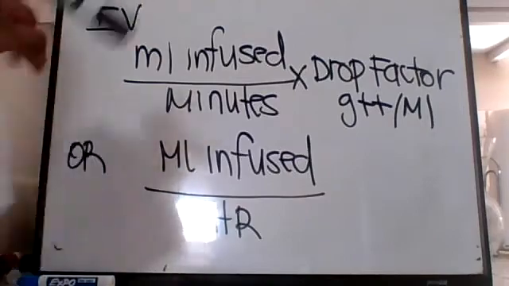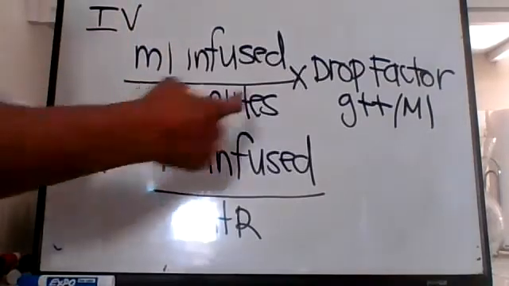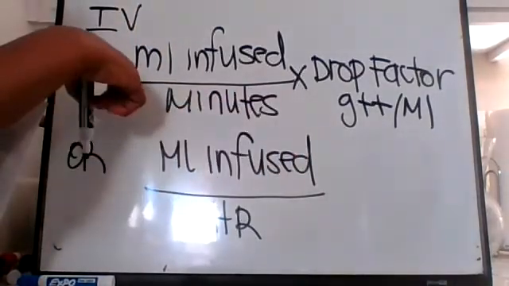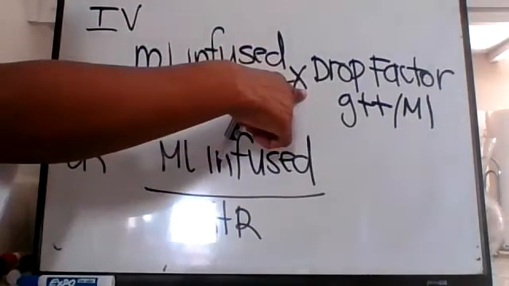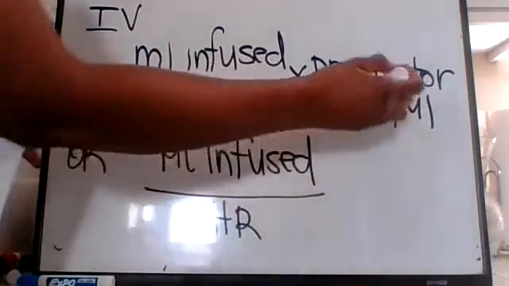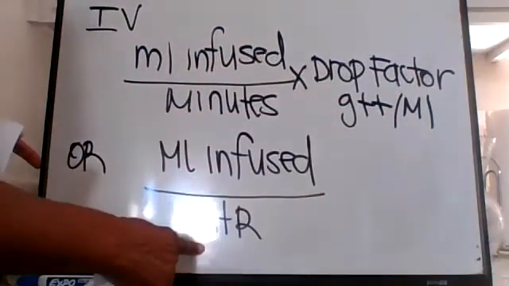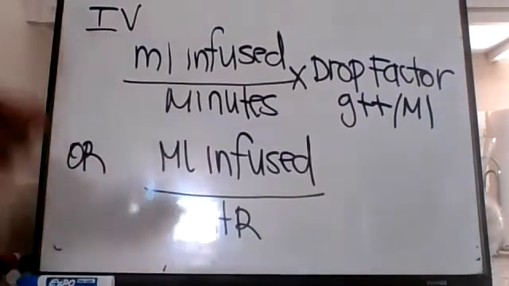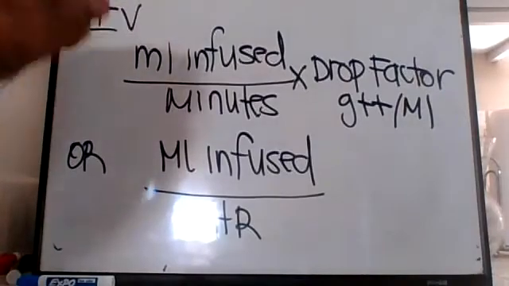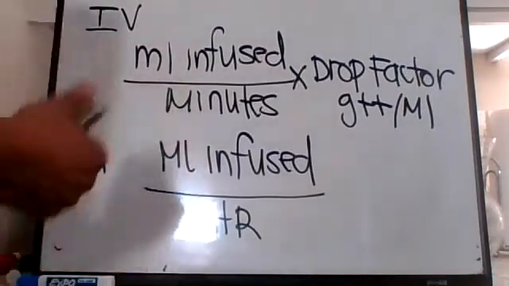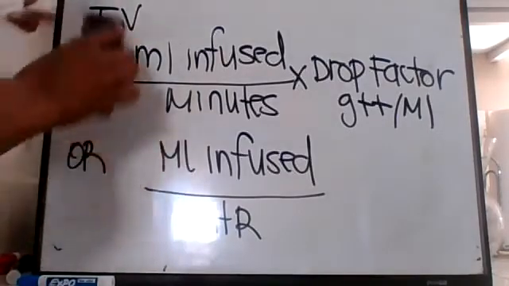As we discussed in class, there are two formulas for IV dosage calculations. We have the drop factor formula, which is milliliters to be infused divided by minutes times the drop factor, drops per milliliter. And then we also have milliliters to be infused divided by hours. So these are the two formulas that we're going to be working with. I'm going to put a few problems on the board, so if you can write down these two formulas and we'll go through these problems.